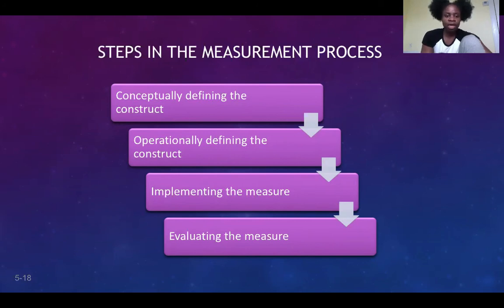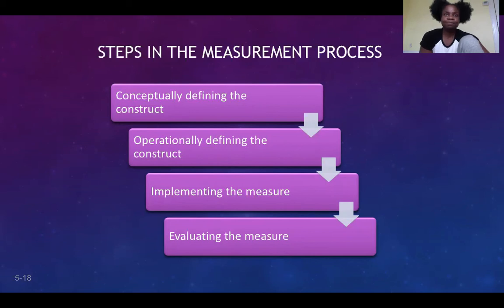So the first step: have a clear and complete conceptual definition of a construct. This is a prerequisite for good measurement. And the reason why is that it allows one to make sound decisions about exactly how to measure a construct. That's the first step, okay?